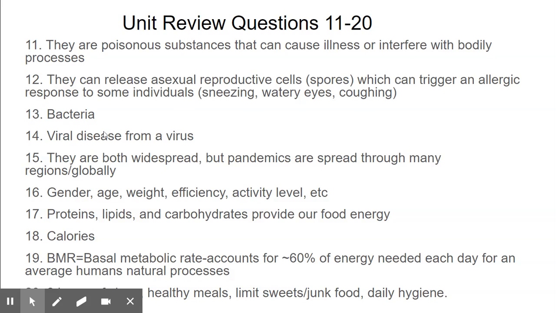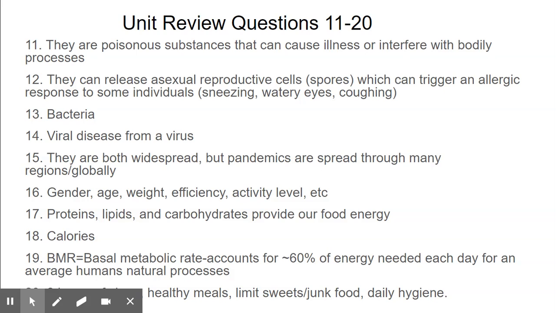Number 13, bacteria. A doctor prescribes a patient antibiotics to treat an illness. What most likely caused this illness? Bacteria. Antibiotics and bacteria go together. Number 14, a doctor administers a patient a vaccine. What type of illness will the vaccine protect against? We know this is virus. Vaccines are used for prevention of the viral disease from a virus.